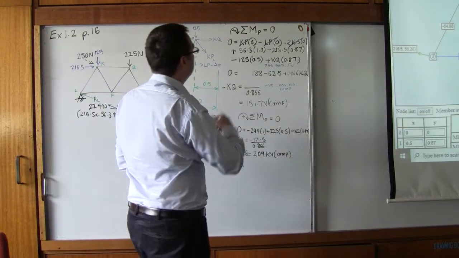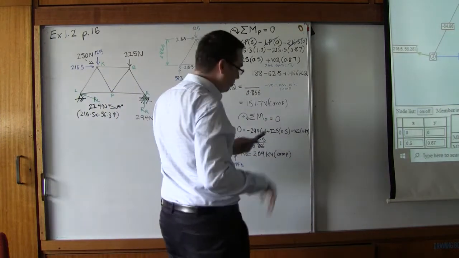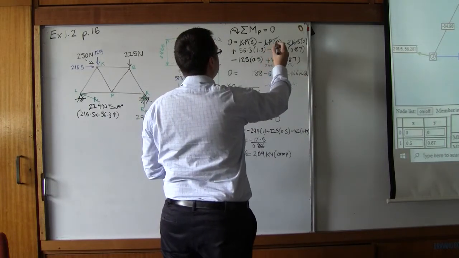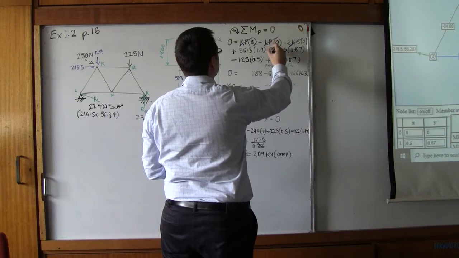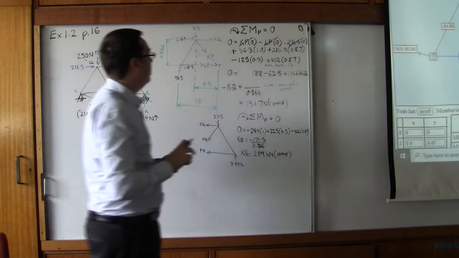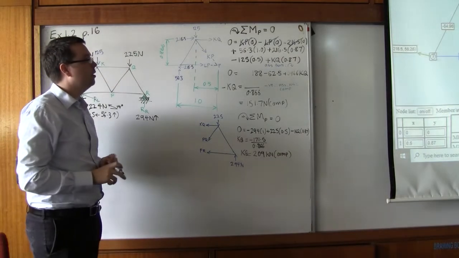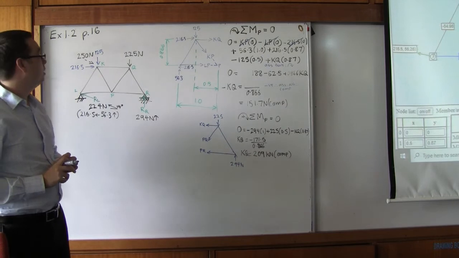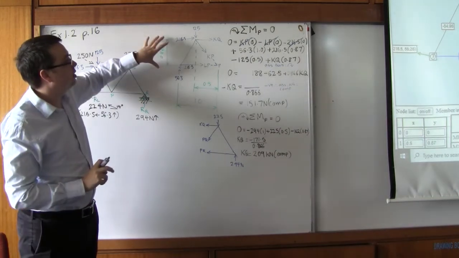Okay, so that's going clockwise. So I always write it as a negative, and then I change the symbol when we get to it. Okay. So that's 0. How far away is it from P? What's its distance from P? What's that distance from P?